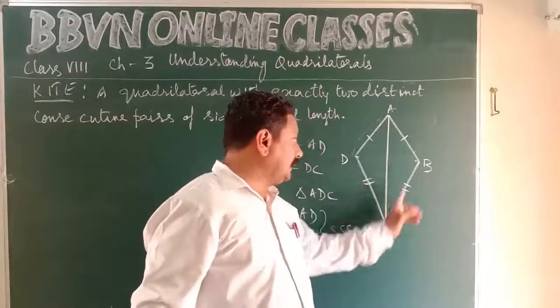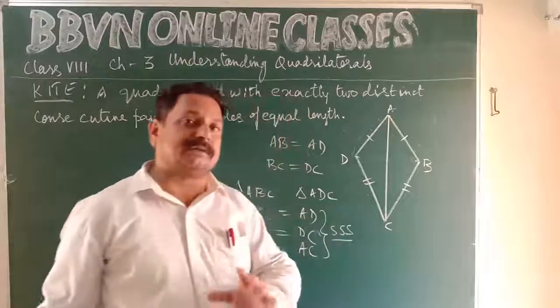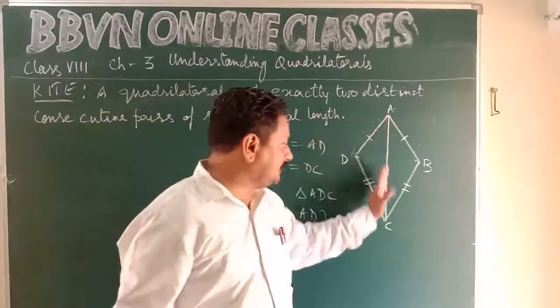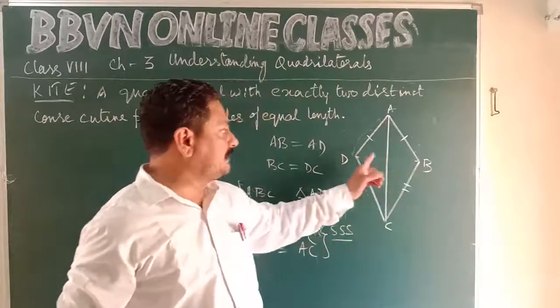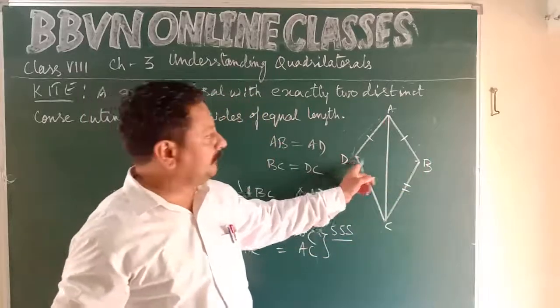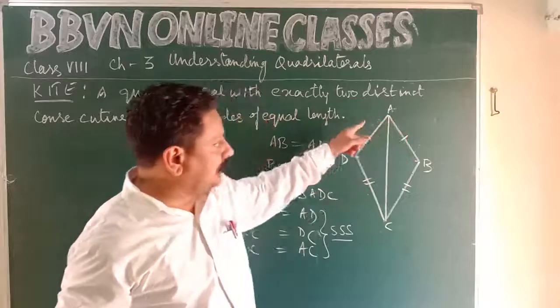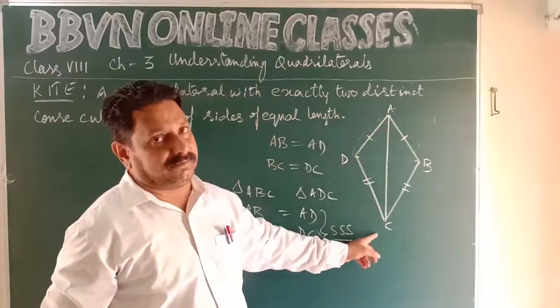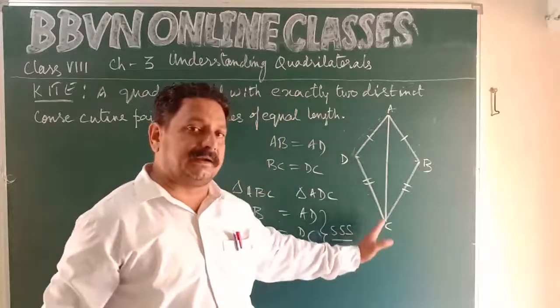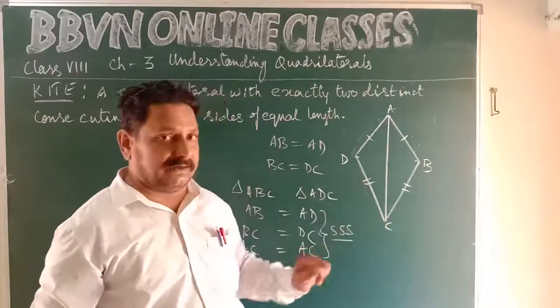You can consider diagonal AC as the axis of symmetry, and with respect to this axis, if you fold it, you will find that point B exactly coincides with point D. Line AB lies on AD. Line BC will lie on line CD. So this particular diagonal is the axis of symmetry in this kite.